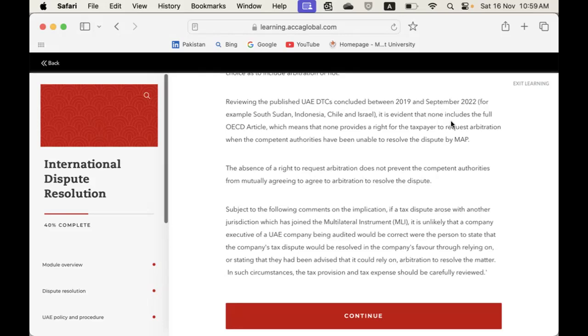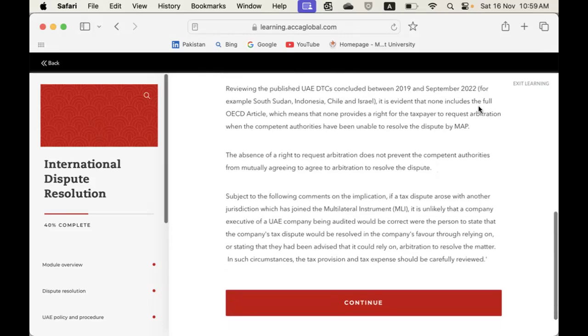It is evident that none includes the full OECD article, which means that none provides a right for the taxpayer to request arbitration. So, we are discussing the UAE double tax treaties basically, when the competent authorities have been unable to resolve the dispute by MAP.